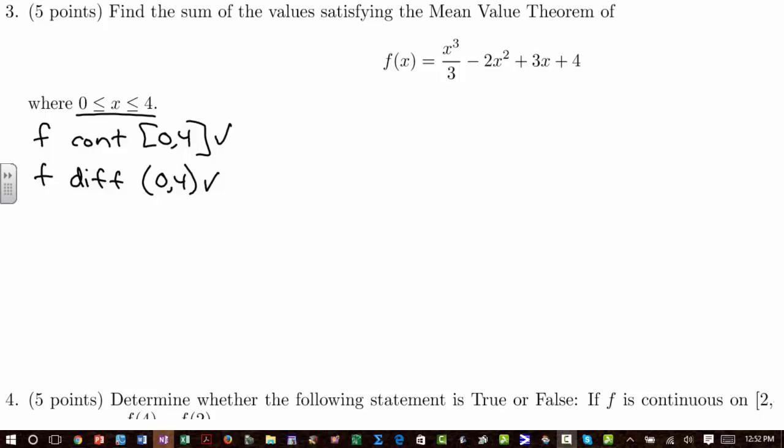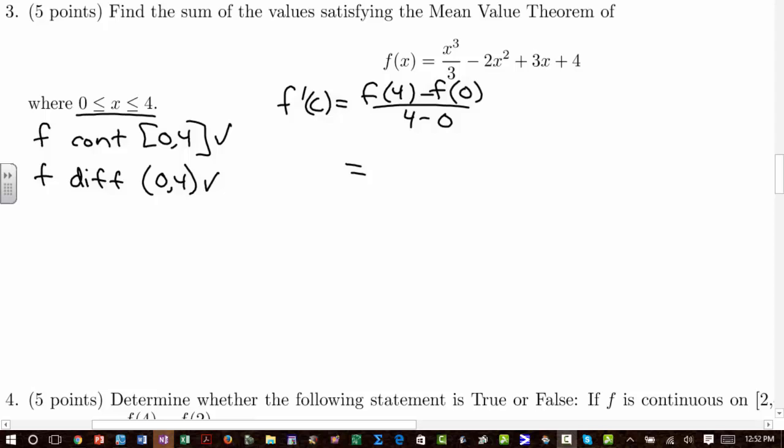So the mean value theorem says that I should be able to find a c such that f prime of c is equal to f of 4 minus f of 0 over 4 minus 0. So what is f of 4? 4 cubed is 64. So 4 cubed is 64, 64 thirds. I don't like this problem already.